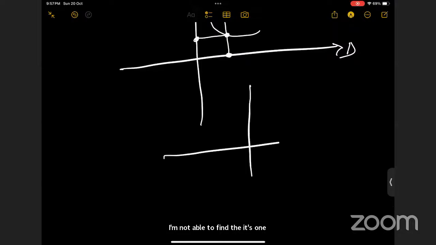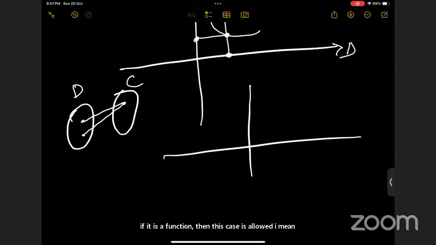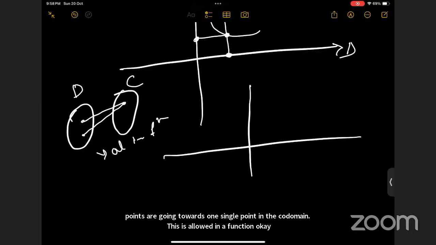So the thing is, if it is a function, every input has a domain, and this is your codomain, then this case is allowed: two points going towards one single point in the codomain. This is allowed in a function, but this is not allowed in the case of a one-one function.